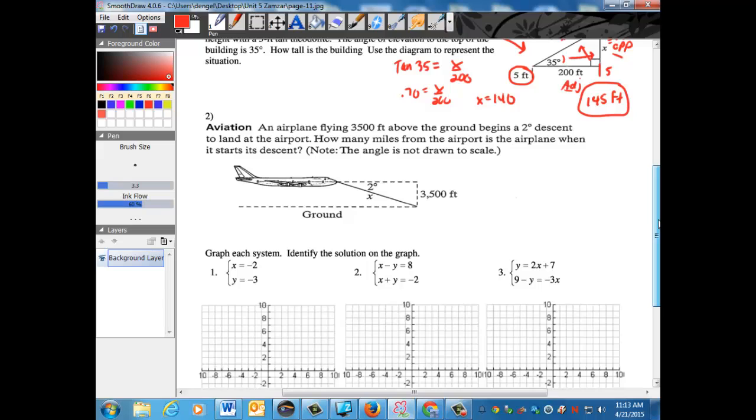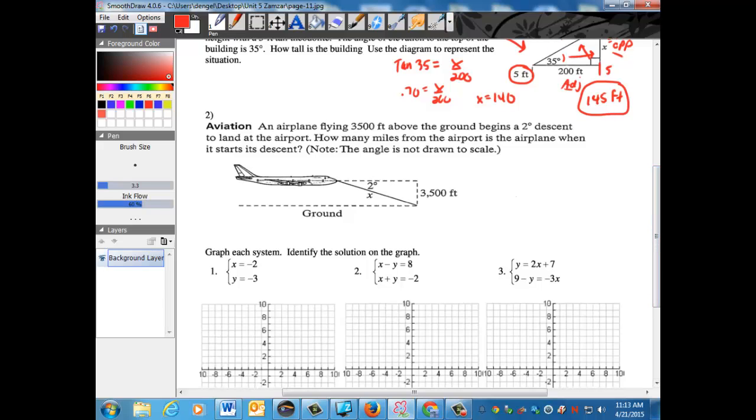Alright, to our other problem. Again, we have a plane. It's flying 3,500 feet above. It's going to begin a 2-degree descent to land at the airport. How many miles from the airport is the plane when it starts its descent? So in this case, we're actually trying to find the hypotenuse. Alright, and angle 2, this is going to be an angle of depression because we're looking down.